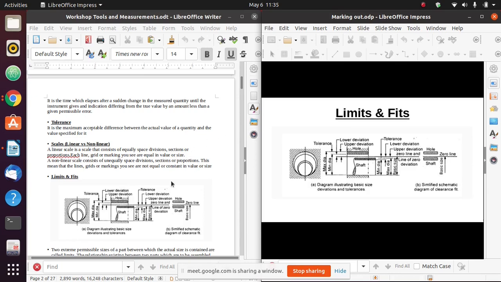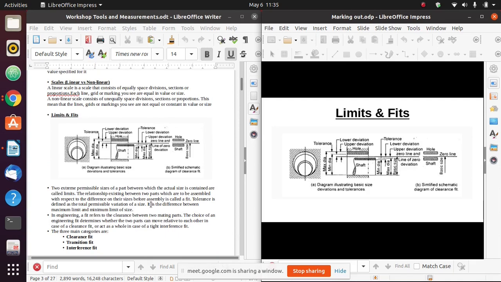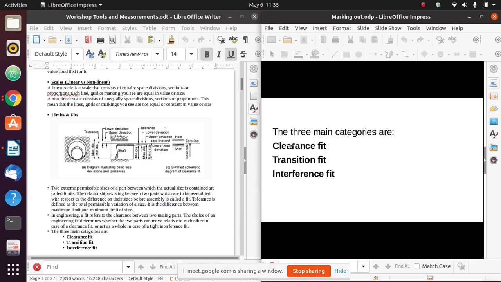Now, when we talk about fits in engineering, fits refer to the clearance between mating parts, parts that can be joined together. When you talk about mating parts, we have the male part and we have the female part. For example, a screw and a nut. The nut is the female part and the screw is the male part. Depending on how I want the motion to be between those two mating parts, I can have different categories of fits. The major categories of fits are a clearance fit, a transition fit, and an interference fit.